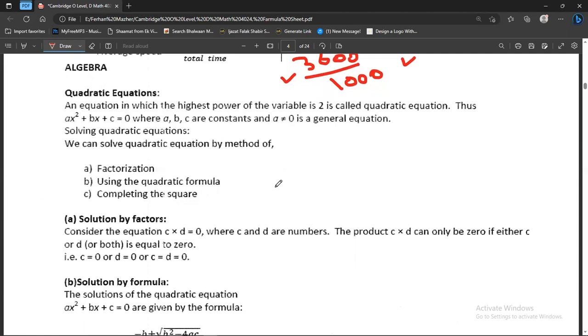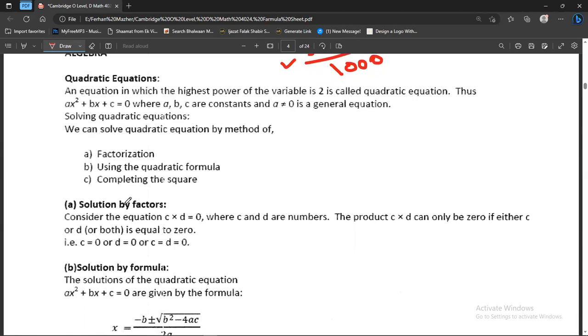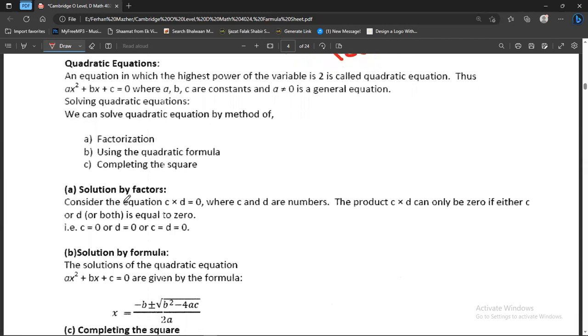Solving quadratic equations, we can solve quadratic equations by the method we have learned by factorization. We can solve the quadratic equation by using the quadratic formula, and by completing the square. So factorization, quadratic formula and completing the square. We can also solve the quadratic equation by the graphic method.